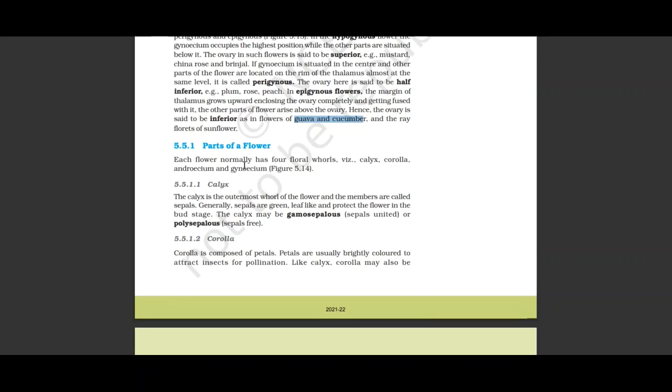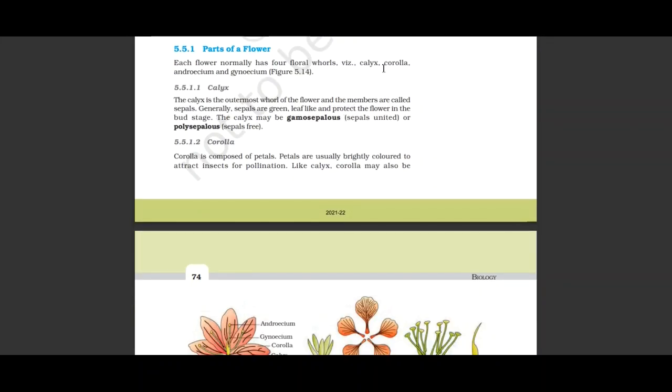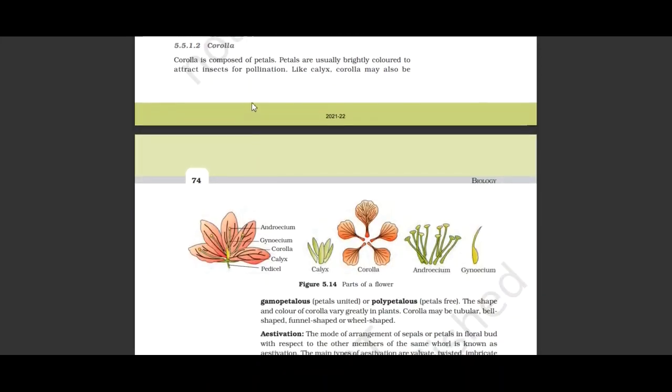Parts of a flower. Each flower normally has 4 floral whorls: calyx, corolla, androecium, and gynoecium. Figure 5.14 represents these whorls. Let us discuss the calyx. The calyx is the outermost whorl of the flower, and the members are called sepals. Generally, sepals are green, leaf-like, and protect the flower in the bud stage. The calyx may be gamosepalous, sepals united, or polysepalous, sepals free.